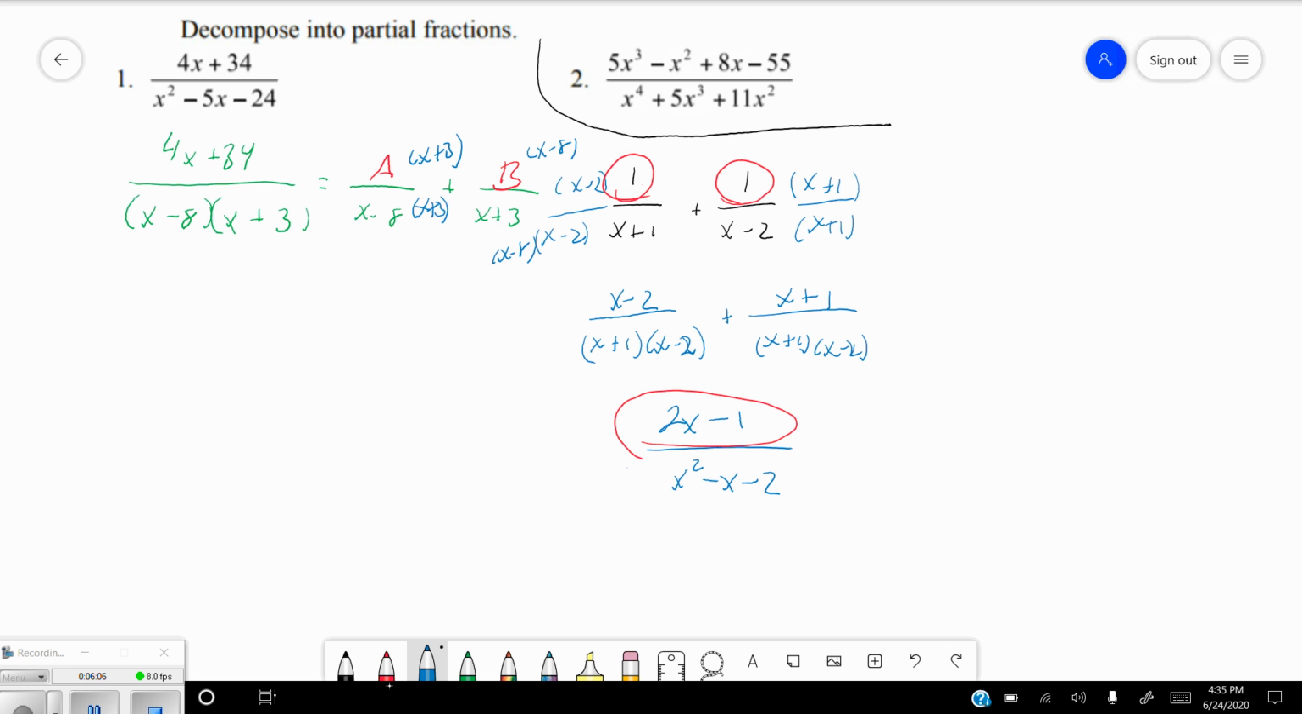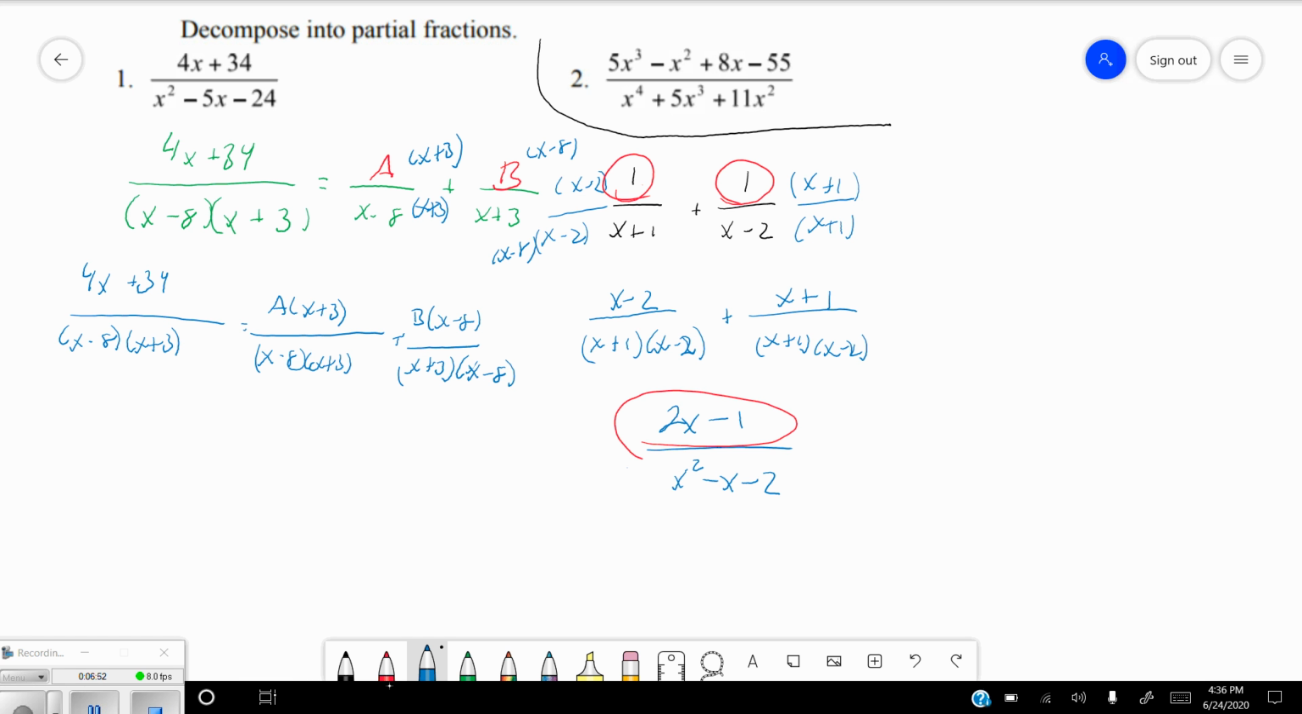So what I'm going to get now is the entire fraction on the left, which I'll go ahead and rewrite. 4x plus 34 over x minus 8 times x plus 3 is going to equal A times x plus 3 over the common denominator, and then B times x minus 8 over the common denominator. Oops, make that a minus 8. There we go.